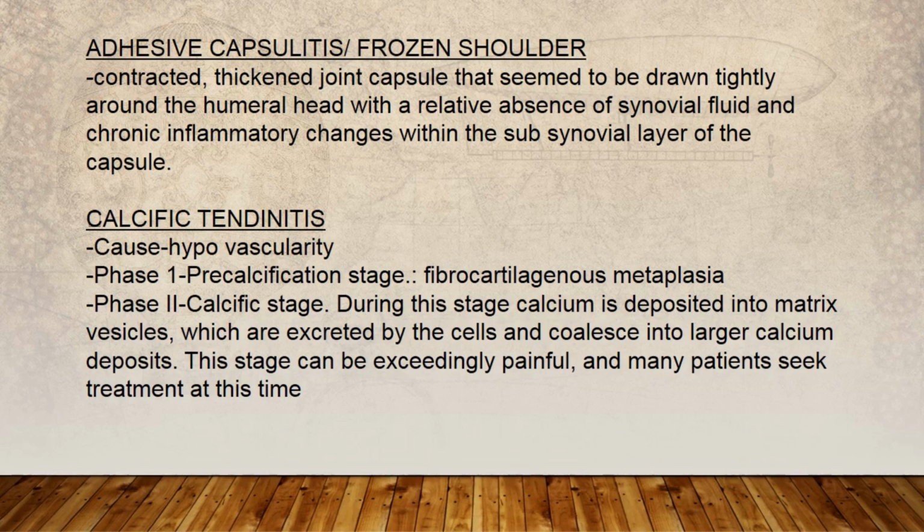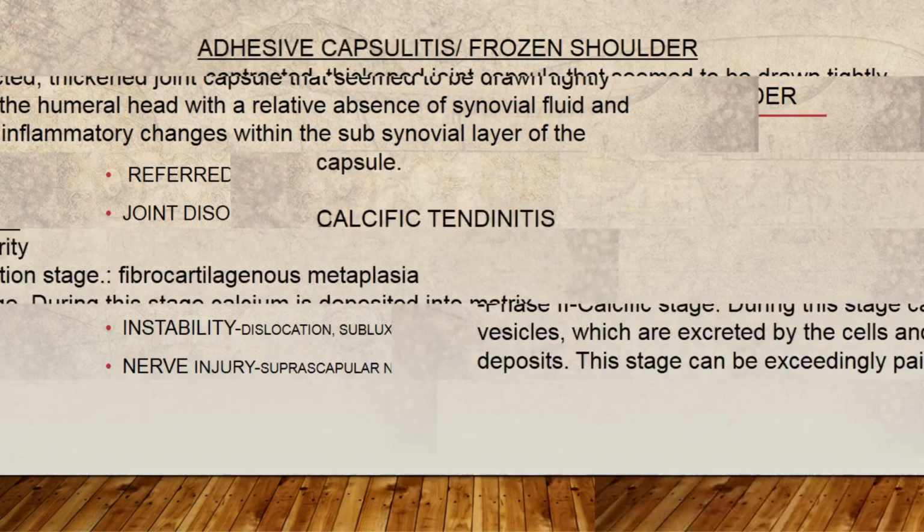Next is calcific tendinitis. It is because of hypovascularity. It includes two phases. Phase 1, pre-calcification stage. It is due to fibrocartilaginous metaplasia. Phase 2, calcific stage. During this stage, calcium is deposited into matrix vesicles, which are excreted by the cells and coalesce into larger calcium deposits. This stage can be exceedingly painful, and many patients seek treatment at this time.